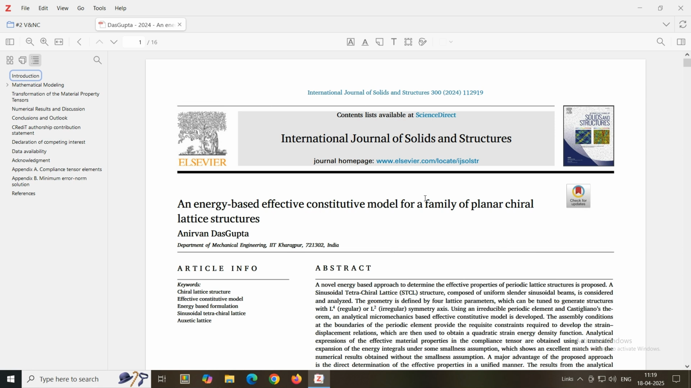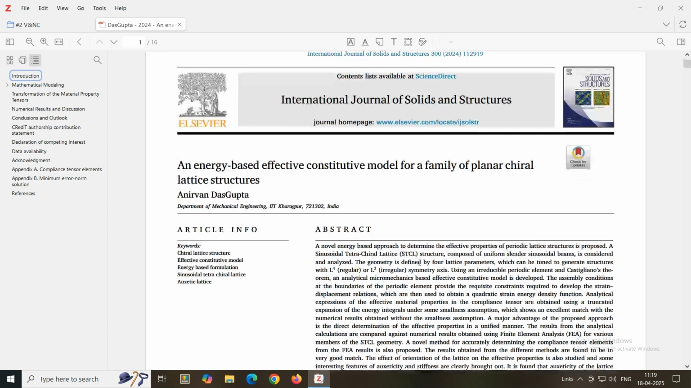So the very first part of the term project is the reproduction of this particular paper. This is a paper by Professor Anand Das Gupta at IIT Kharagpur. He is also the course instructor for this Vibration Noise Control course. I've reproduced some of the results from this paper.